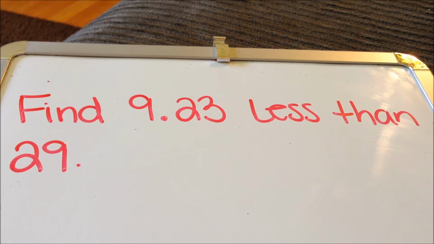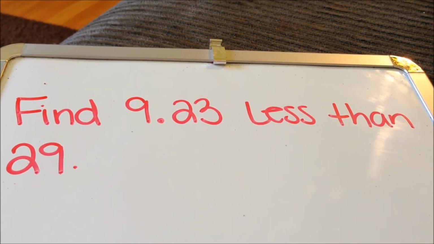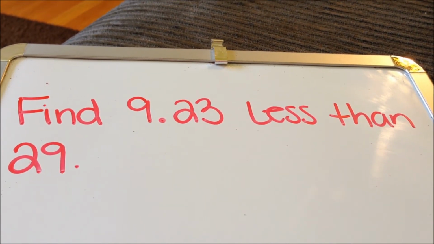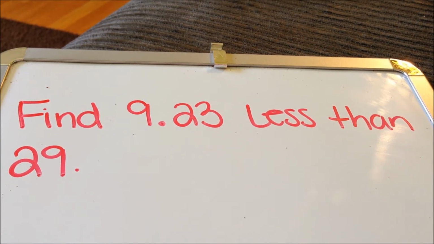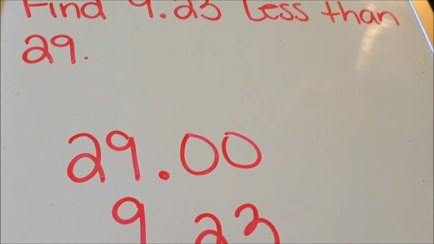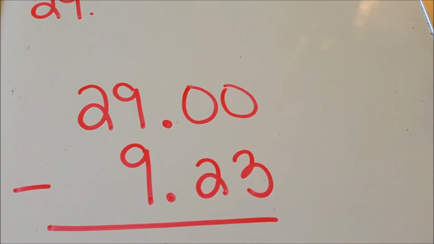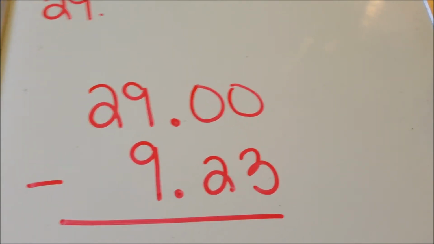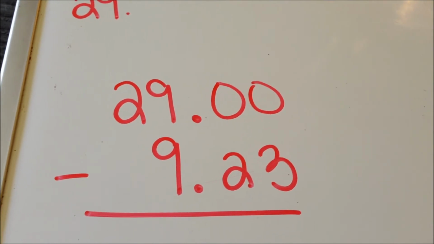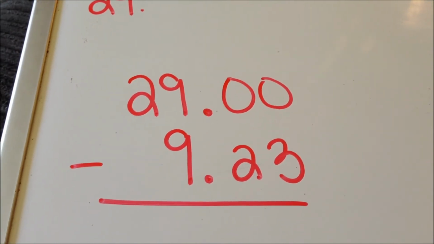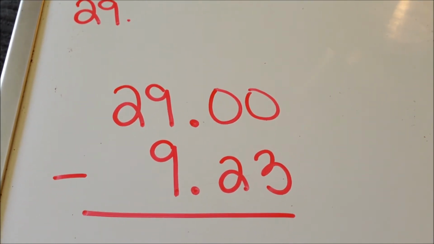Find 9.23 less than 29. Remember, the phrase less than means to switch the order of the numbers. So we're going to take 29 minus 9.23. Notice that, first of all, I lined up the decimals, and that also I put 2 zeros after the decimal for the number 29, so we can subtract by hand.